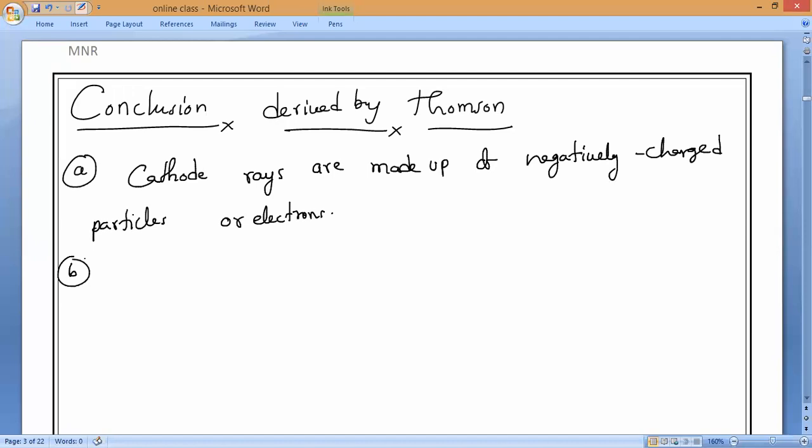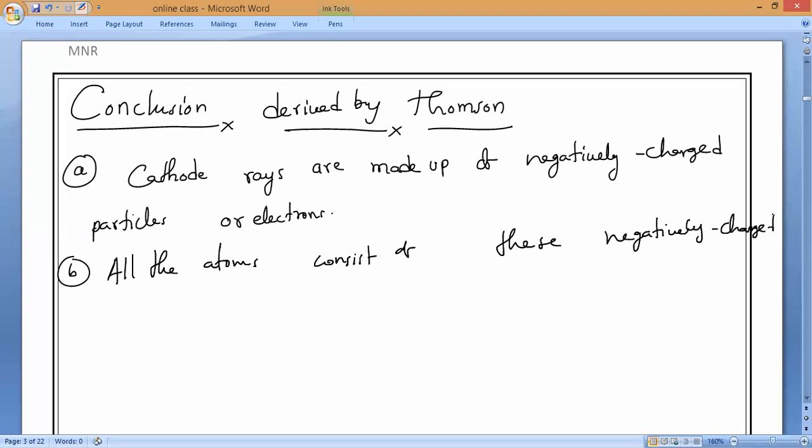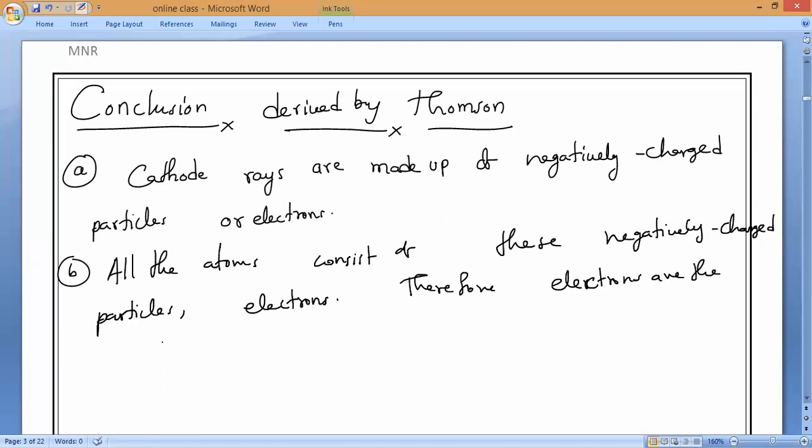So please write the second point. All atoms consist of these negatively charged particles, electrons. That is why, therefore, we can say electrons are the fundamental particles. Write it: all the atoms consist of these negatively charged particles, electrons. Therefore, electrons are the fundamental particles. Clear, everybody? So these are the conclusions.